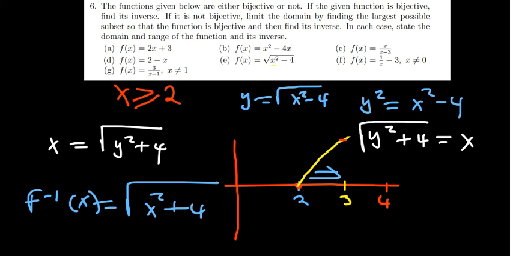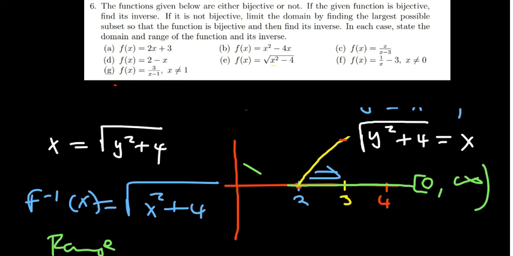Now the range, what is the expected range of values to be produced? So if you look at the graph, the minimum value we have is a 0 for the y, going up. So that's the range, 0 all the way up to positive infinity, with a restricted domain.